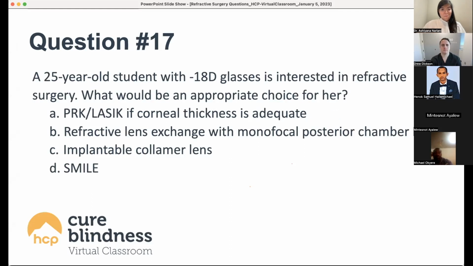Question number 17. A 25-year-old student with -18 diopter glasses is interested in refractive surgery. What would be an appropriate choice for her? Would it be A, PRK or LASIK if corneal thickness is adequate? B, a refractive lens exchange with monofocal posterior chamber IOL? C, implantable Collamer lens? Or D, SMILE?